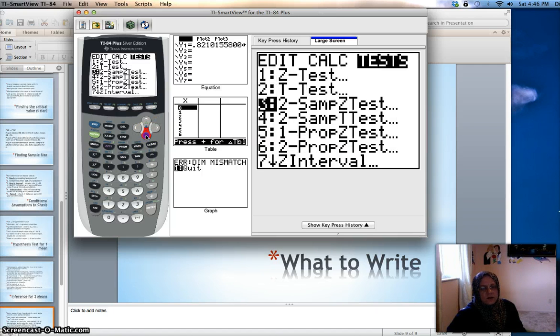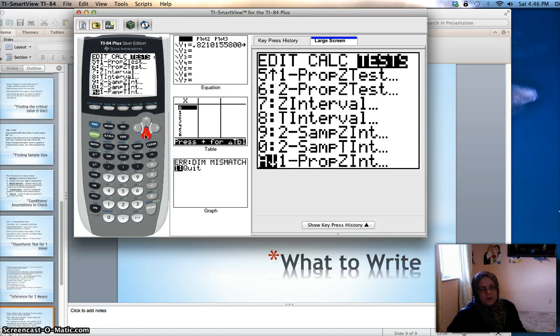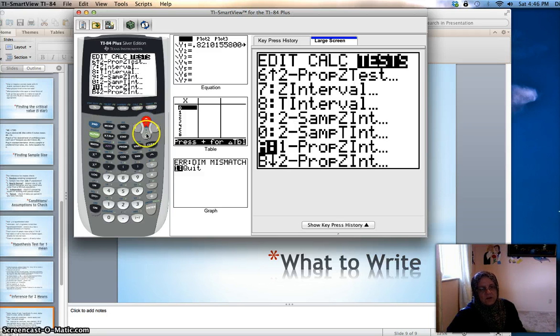So yesterday we talked about one proportion z test. So that's doing a hypothesis test about whether a proportion is or isn't something. There's two proportion z test if you're comparing two proportions. You scroll down, we have a one proportion z interval and two proportion z interval. Those are all of the tests and intervals that we use for proportions.